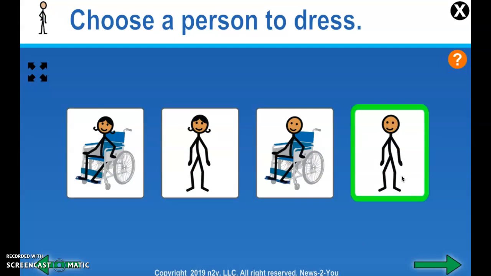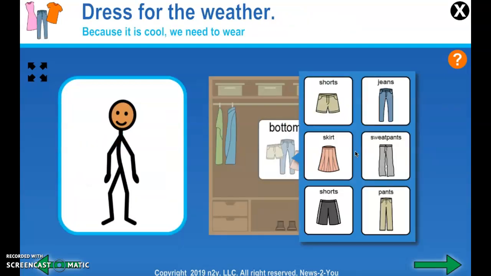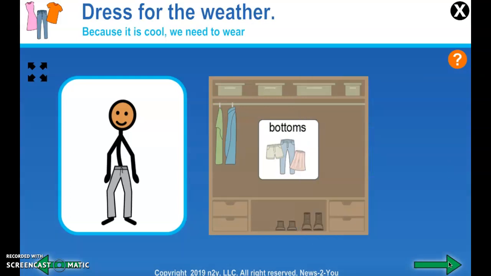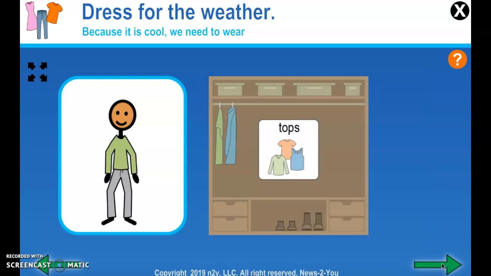All right, let's dress this person today. Bottoms. Since it's cool outside, we're probably going to want to wear jeans, sweatpants, or pants. So let's put on some sweatpants for today. Tops. Since it's cool outside, we probably don't want to wear a tank top. We probably don't need a winter sweater. We could probably get by with any of these, but I'm going to put on a long sleeve shirt, since it is cool outside.